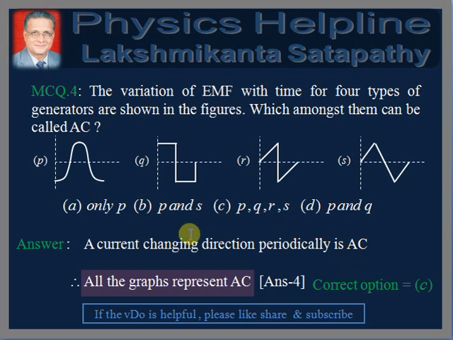Now we know that a current which changes direction periodically is known as AC. We observe that in all the graphs, the current changes direction periodically in P and Q and R and S, all of them. Therefore, all the graphs represent AC. This is the answer to question 4. Therefore, the correct option is C. This completes the answers to all the questions of this video tutorial.